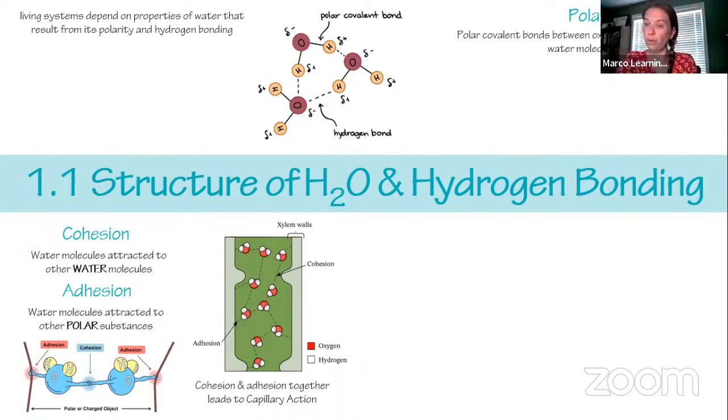And that's how the water gets from the roots all the way up to the leaves, because they're all attached to each other, as well as the adhesion of them being attracted to the sides of the xylem, or the vessel in a plant.